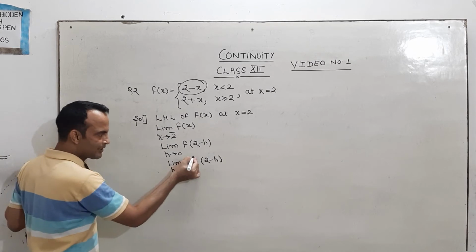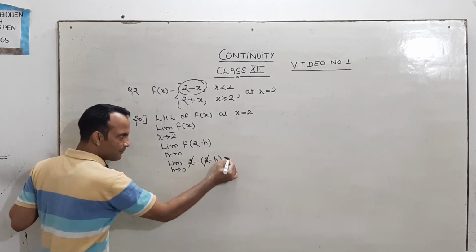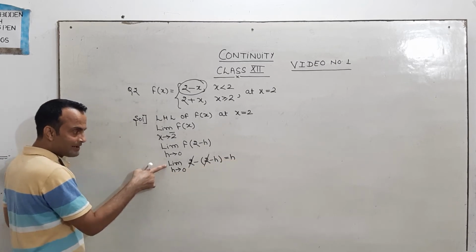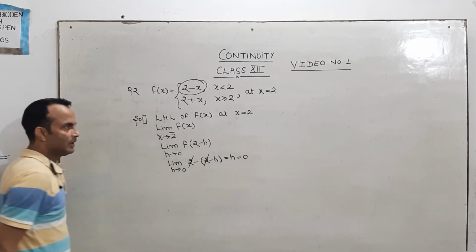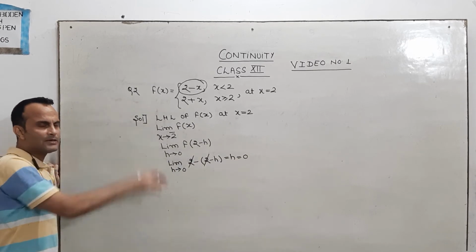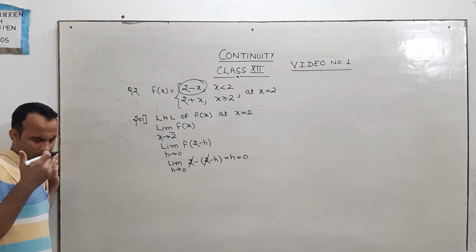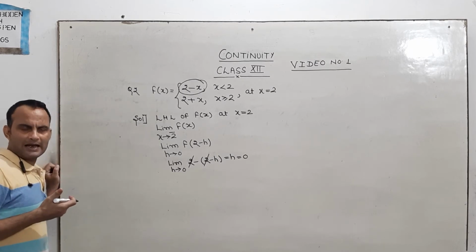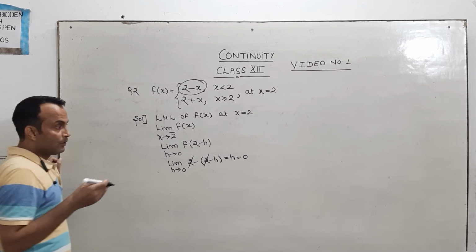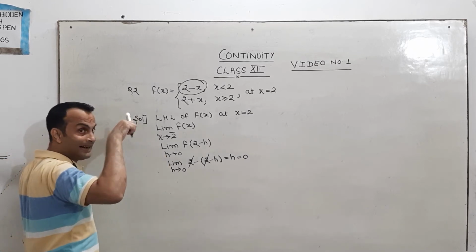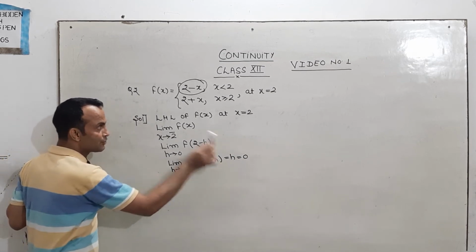Here students, you can see 2 cancels with 2, we obtain what? Positive h. Here what is given? Limit h tends to 0. That's why the required solution is what? 0. We have already discussed all these methods and the basic concept of continuity in class 11. Also we have discussed the chapter limit. So with the help of that concept which we have studied in class 11, we can write here 0.